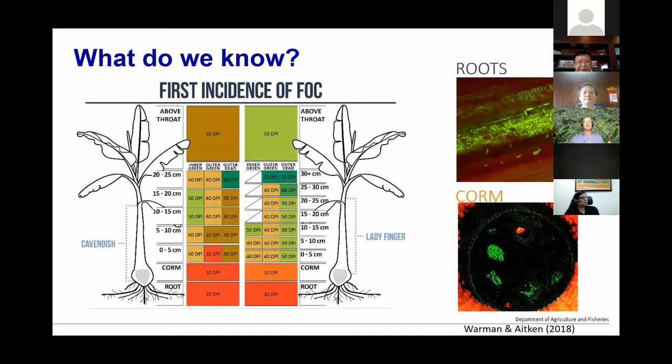So what we also know from the work of Nolan Warman and Liz Aitken and many others about the infection process of bananas is how it moves into the roots and through the xylem tissue, with an abundance of chlamydospores being produced once the plant senesces.